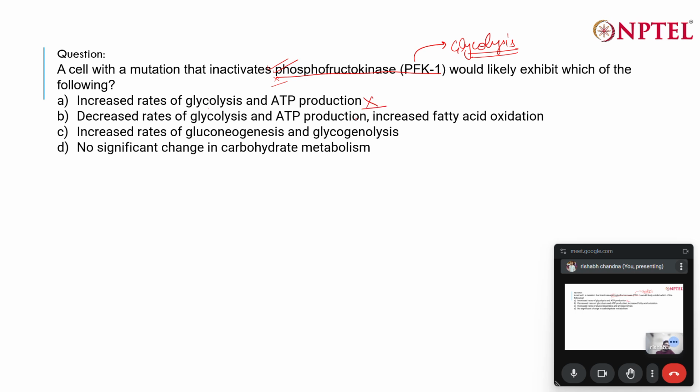Okay, so this is false. Decreased rate of glycolysis and ATP production, but increased fatty acid oxidation. Yes, this can be the correct answer. Increased rate of gluconeogenesis and glycogenolysis. So this is not the correct answer. No significant change in carbohydrate metabolism. This will also not be the correct answer. So the correct answer is option number B.